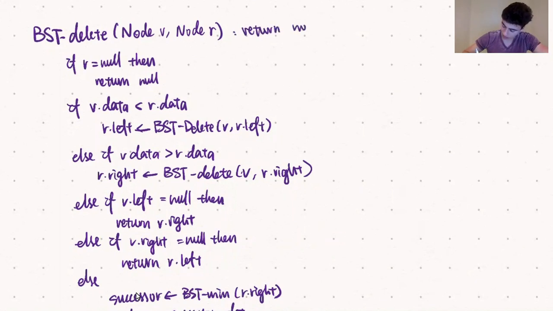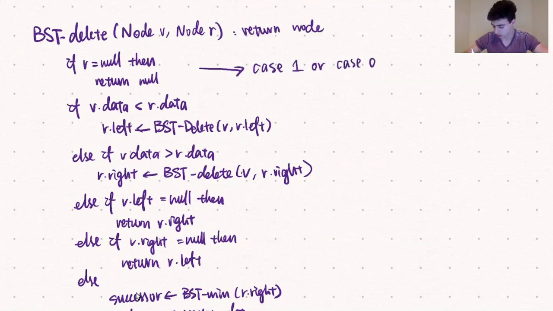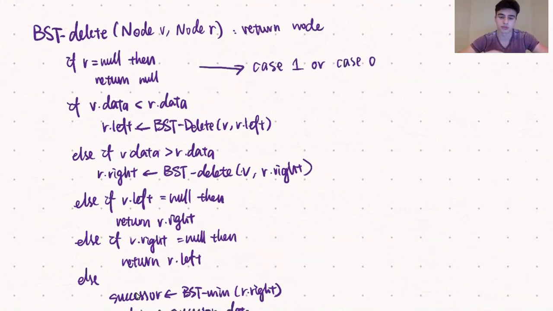So if the current root we are looking at is null, this implies that we either didn't find the node that we wanted to delete, or we've already found it and are now currently deleting it. So this is case 1, or in some cases, this is case 0. It handles both. On the other hand, if the data inside of our node we are looking to delete is smaller than our current root's data and not equal, we're going to have to traverse leftwards. We're going to recursively call binary search tree delete on the left subtree, and we're going to set the left subtree to be that recursive call's return.